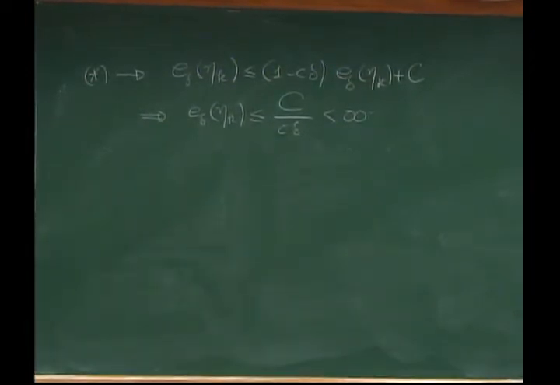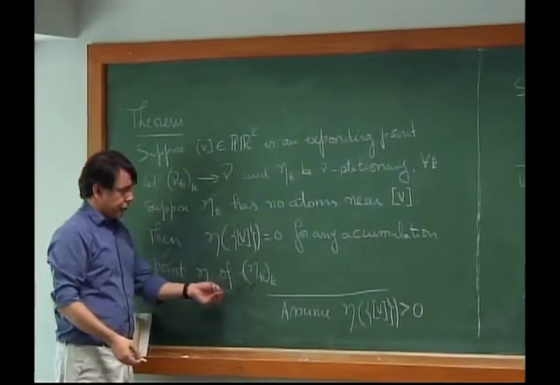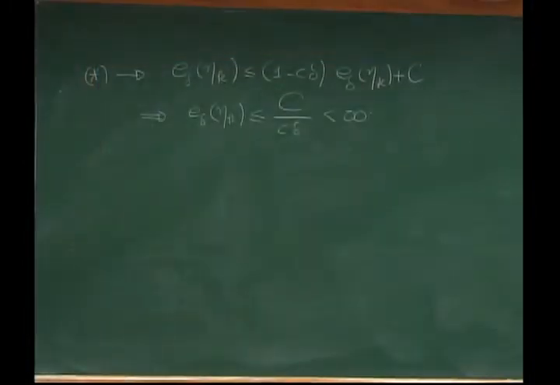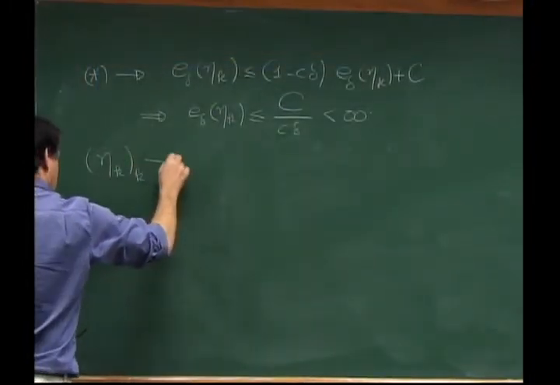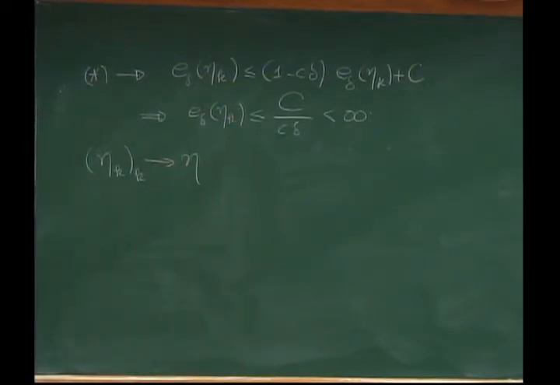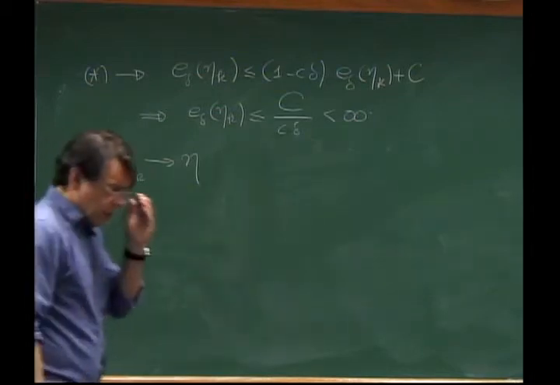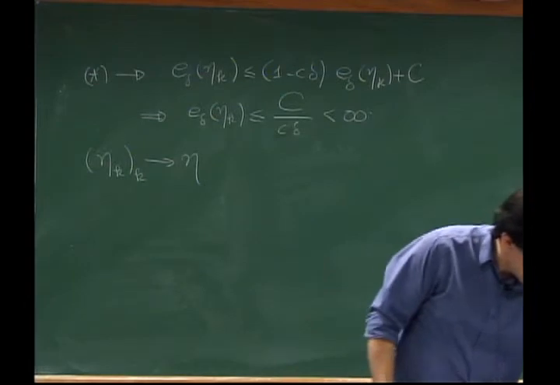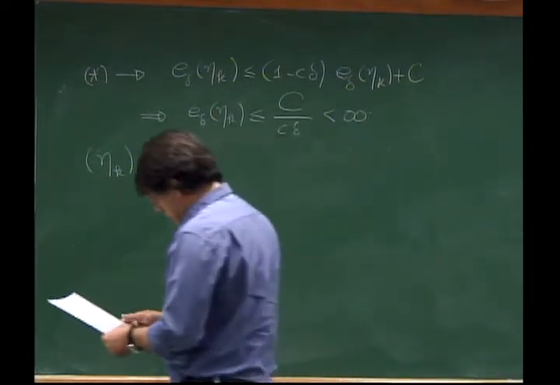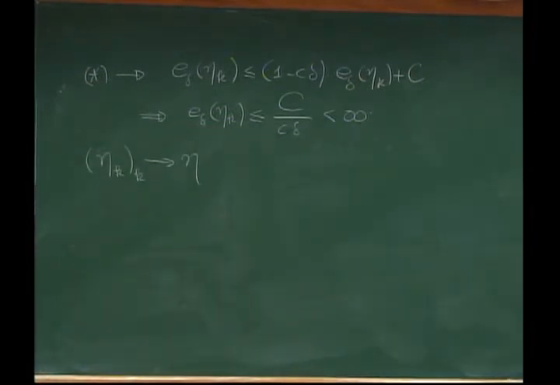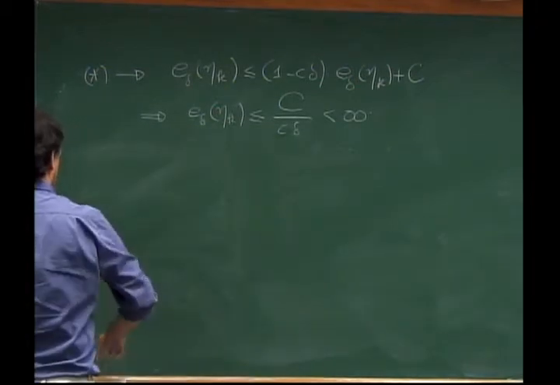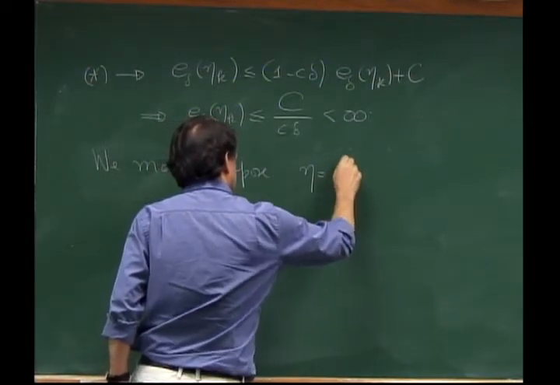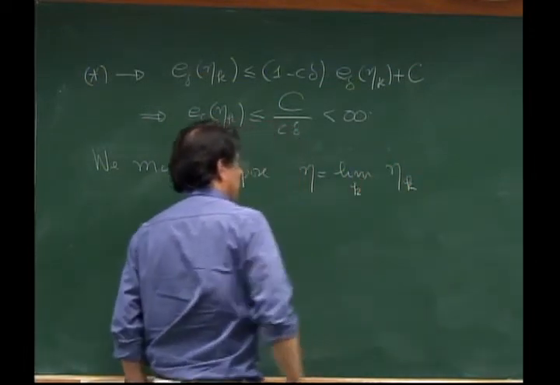Now, eta is the accumulation point for the sequence, up to taking some subsequence or restricting it to a subsequence. We may assume that eta k converges to eta. And then I have to be slightly careful here. So let me do this. Try not to lie. So let us call, so we may suppose that eta is the limit of the eta k's, limit in the weak star topology.